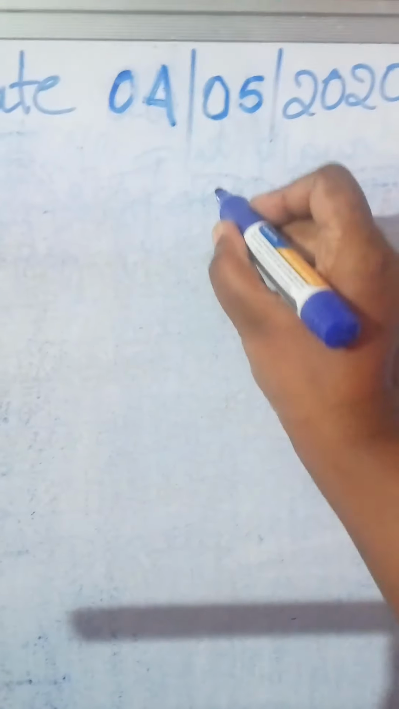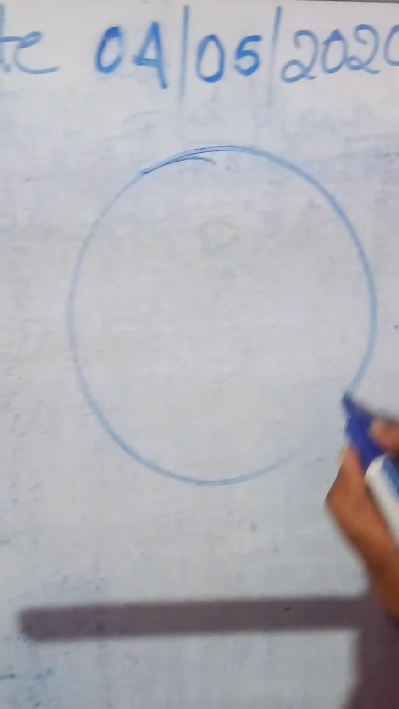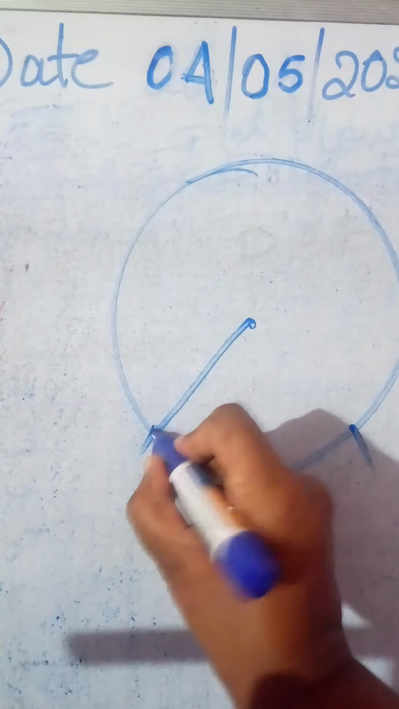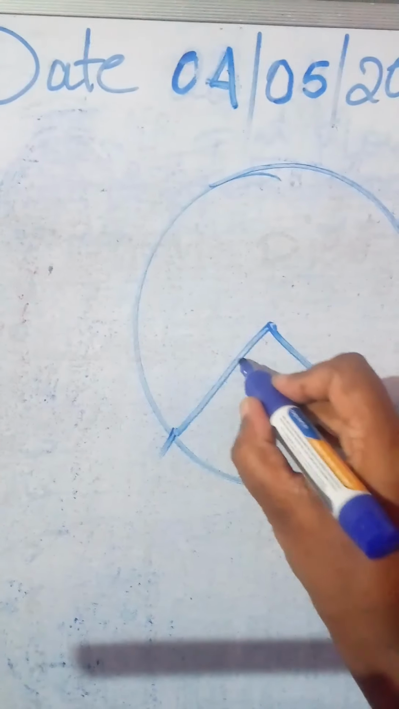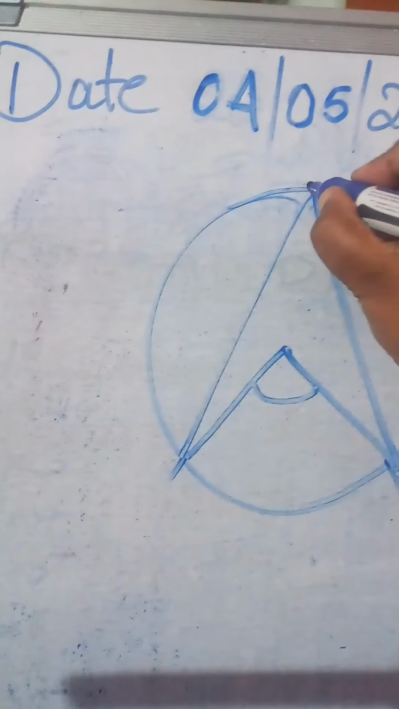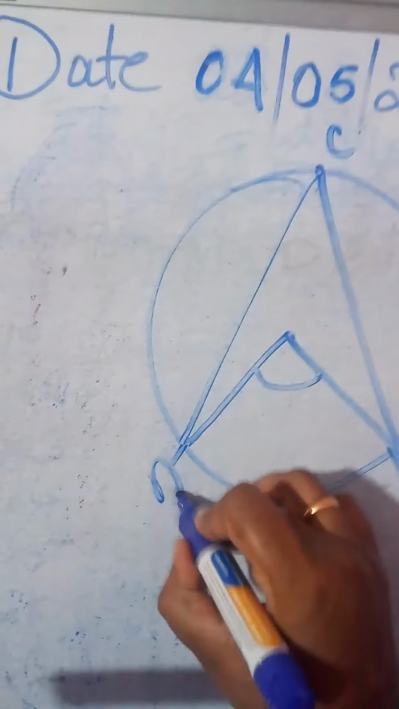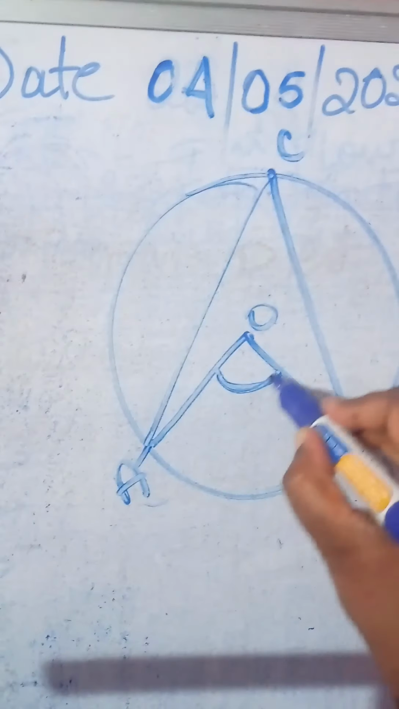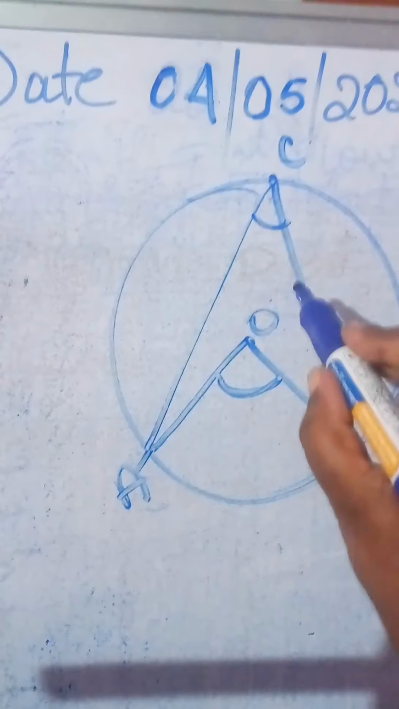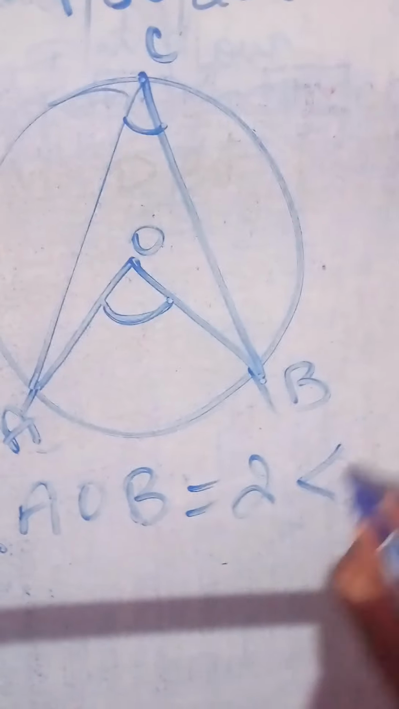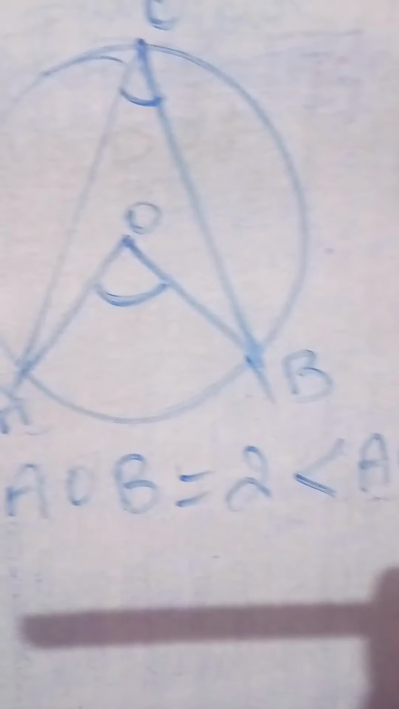Hello children. Yesterday you learned that the angle subtended by an arc of the circle at its center is twice that of the angle subtended by the same arc at the circumference. If I name it A, B, C and this is O, then this angle will be 2 times that of this. So angle AOB is equal to 2 times angle ACB. That is what we learned yesterday.